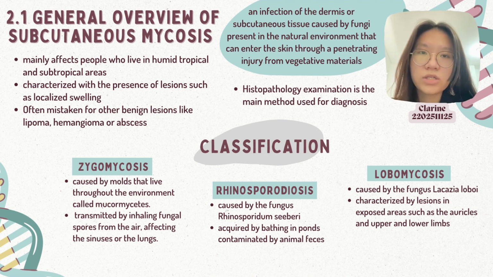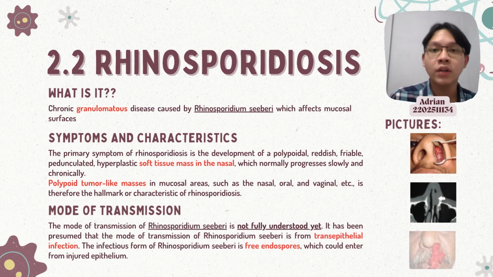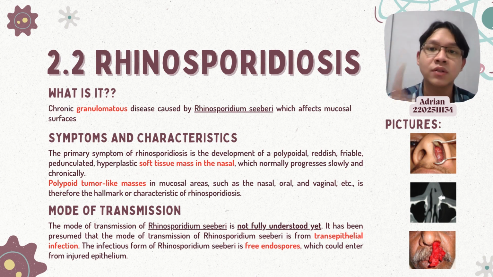Rhinosporidiosis is caused by the fungus Rhinosporidium seeberi and is acquired by bathing in ponds contaminated by animal feces. Lastly, lobomycosis is caused by the fungus Lacazia loboi, and it is characterized by lesions in exposed areas such as the auricles and the upper and lower limbs. So the first subcutaneous mycosis we are going to discuss here is rhinosporidiosis. First of all, what is it? It is a chronic granulomatous disease caused by Rhinosporidium seeberi, which affects mucosal surfaces.